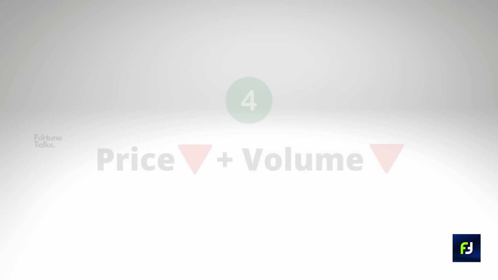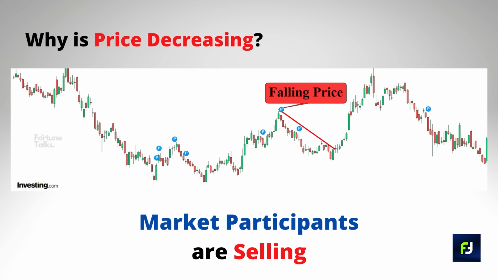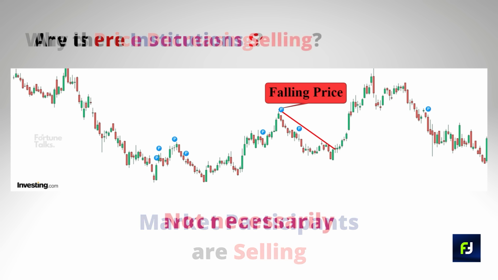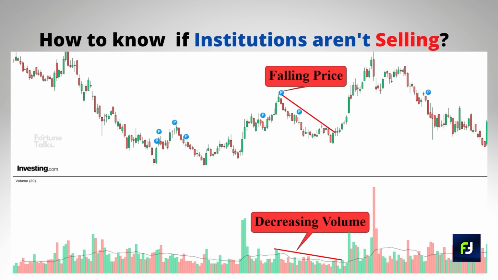Moving forward to the final case where both the volume and price decrease. Ask the questions. Number 1, why is the price decreasing? Simply because the market participants are selling. Question number 2, are there institutional sellers associated with this price decrease? Simple answer, we can't be sure about it. Now the most critical question, how do you know that there were no meaningful sell orders by the institutional investors? Straightforward answer, if they were selling, then the volume would have increased. But in this case, the volume decreased.